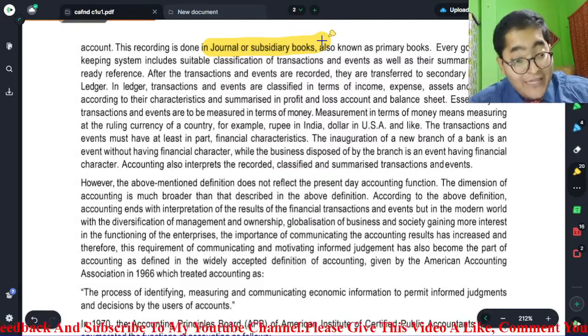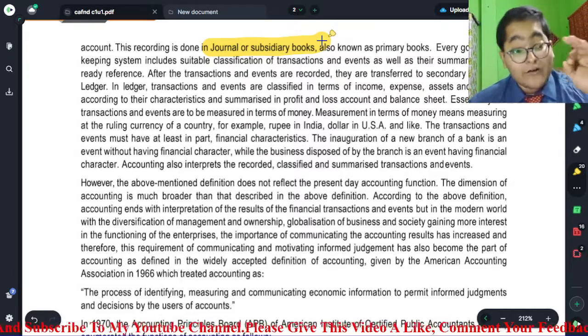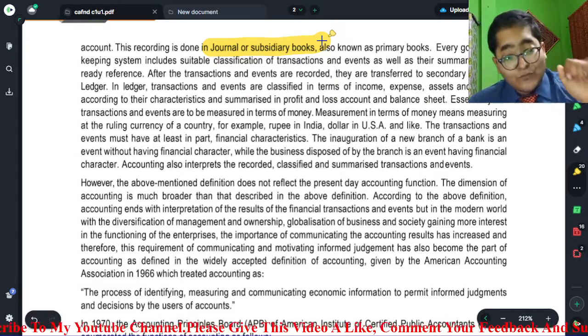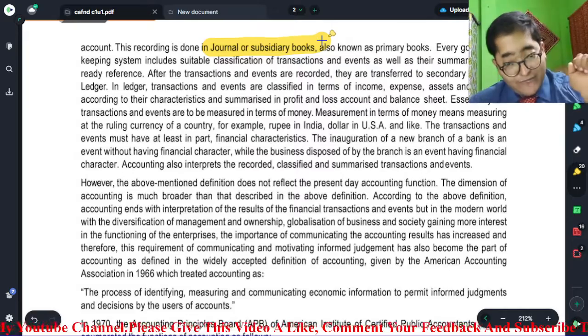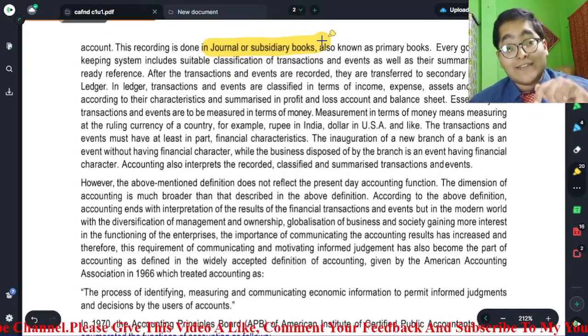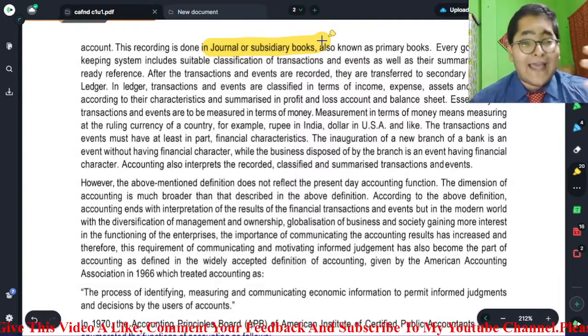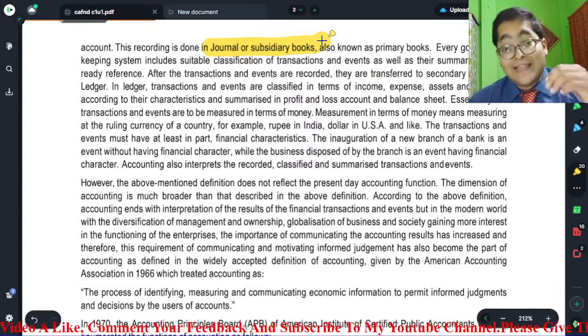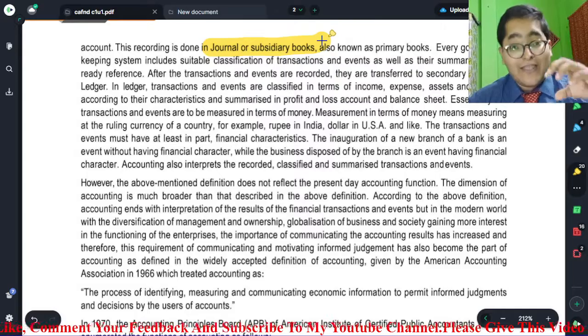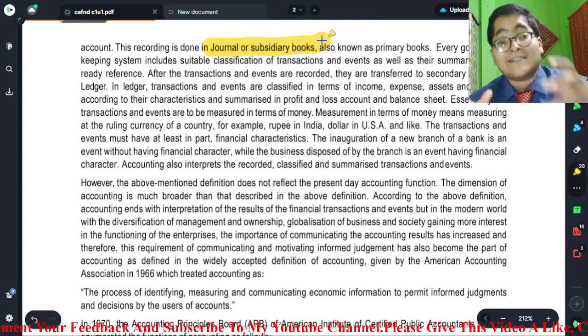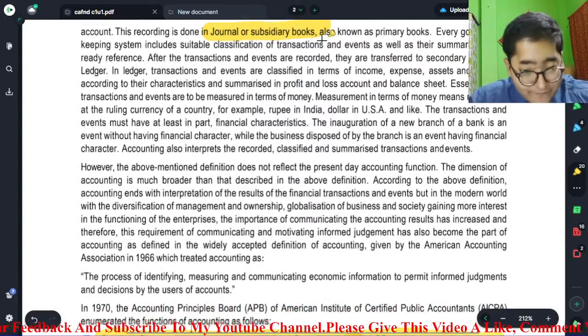Every good record keeping system includes suitable classification of transactions and events. We need to classify the transactions and events so as to interpret or analyze them, or to tell the users that yes, this is the information, this needs to be analyzed, this is important, right? That is why.